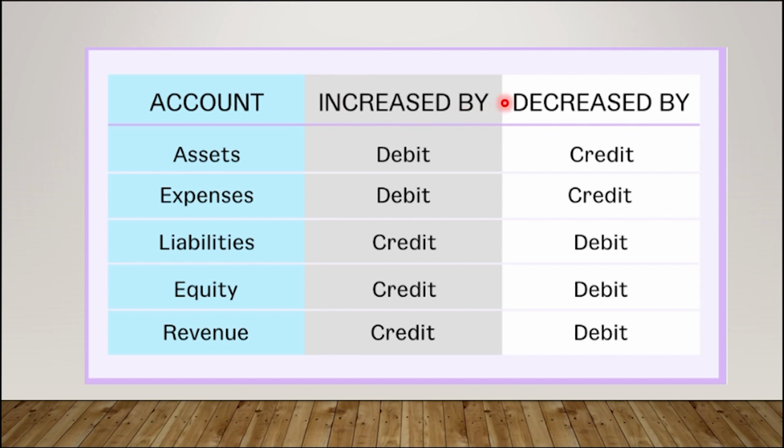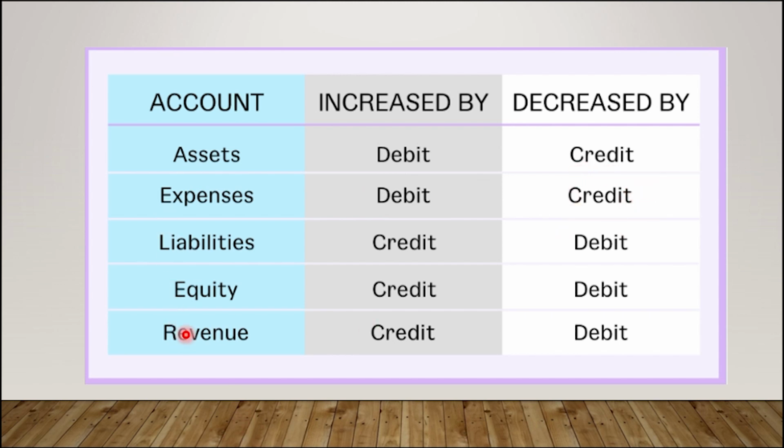Whenever there is an increase in the assets, that means we have a few assets added to our organization, it impacts the debit side. Whenever there is a decrease in the assets, it is shown on the credit side. Expenses and assets move in the same direction. If there is an increase in expenses, again it is shown on the debit side.